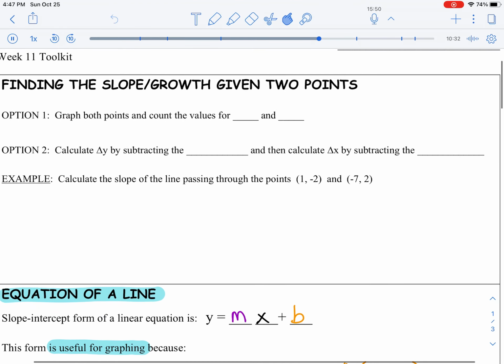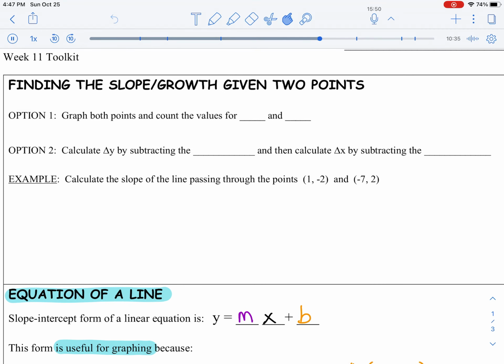Welcome back, everyone. For this toolkit, I want to talk about a really important idea. And that's going to be finding the slope or growth rate given 2 points.